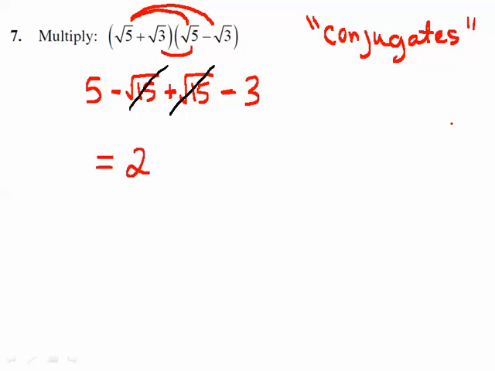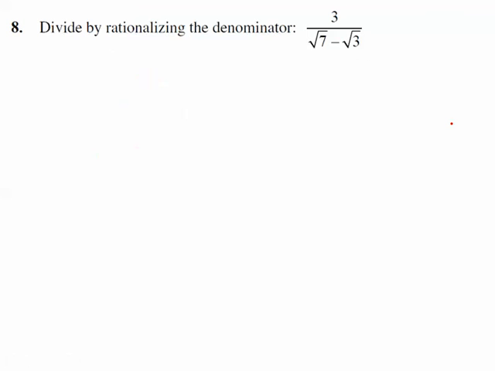So if I need to get rid of radicals, I multiply by the conjugate. When do I need this? I need this for the next problem. Look at that. What a good setup. Okay, this whole concept of rationalizing the denominator.